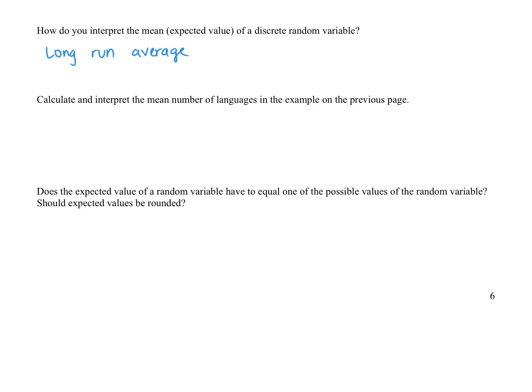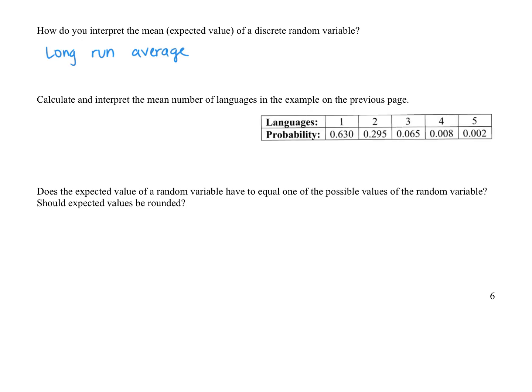Okay, we are going to calculate and interpret the mean number of languages in the example on the previous page. Do you guys remember how to do this on the calculator? Okay, I'll talk you through it. Doing this on the calculator, because I don't really want us to do it by hand, all of the possible values of x you're going to put in list 1. So do that right now. All of the associated probabilities you're going to put in list 2.